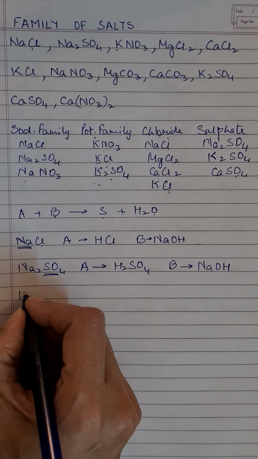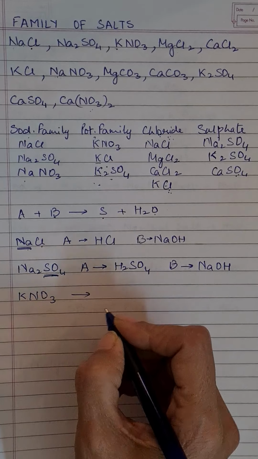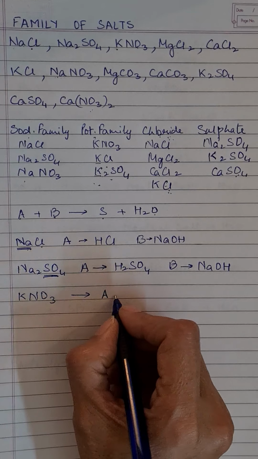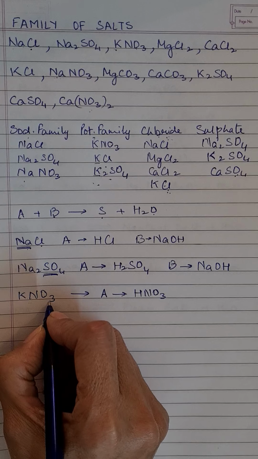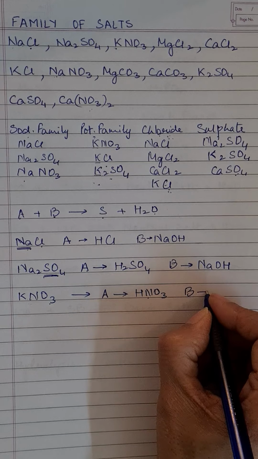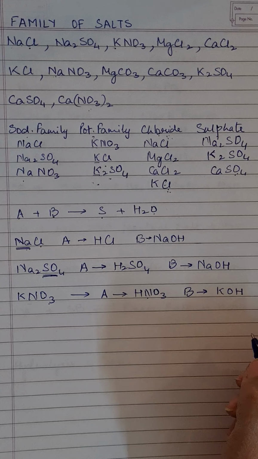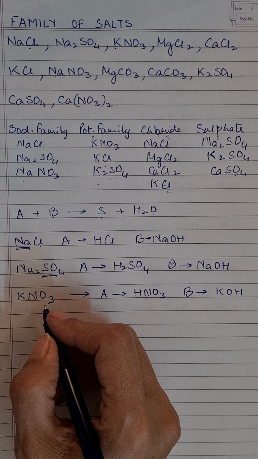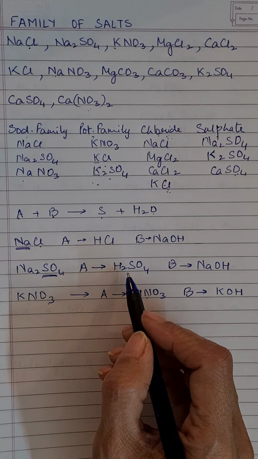Let's take the third example, potassium nitrate. The acid which is involved is nitric acid. The nitrate anion would come from the nitric acid and the base would be potassium hydroxide. So this is how we find out the acids and the bases which neutralize one another to form a particular salt.